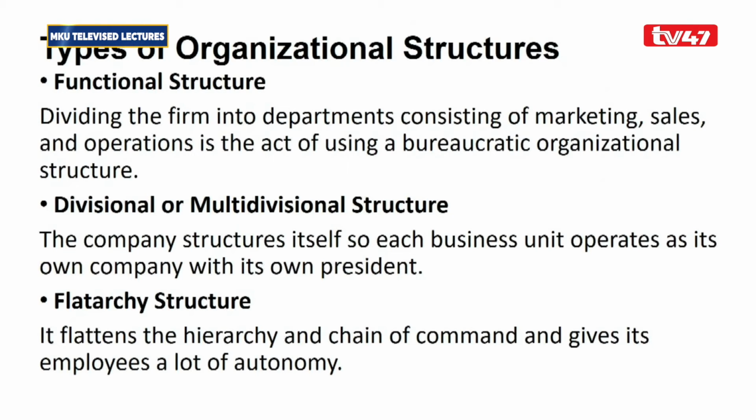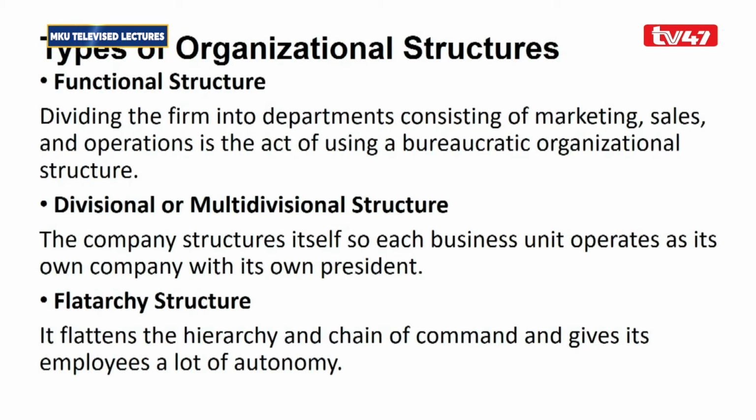Then we have a number of types of organizational structures. We have the functional structure, which is dividing the firm or the organization into departments that maybe consist of things like marketing, sales, operations, which is basically a way of dividing our organization into departments or even different functional units, depending on what each of the department is doing. So here we divide our organization in terms of functional units, like maybe marketing, maybe sales, maybe operations, and such like things.